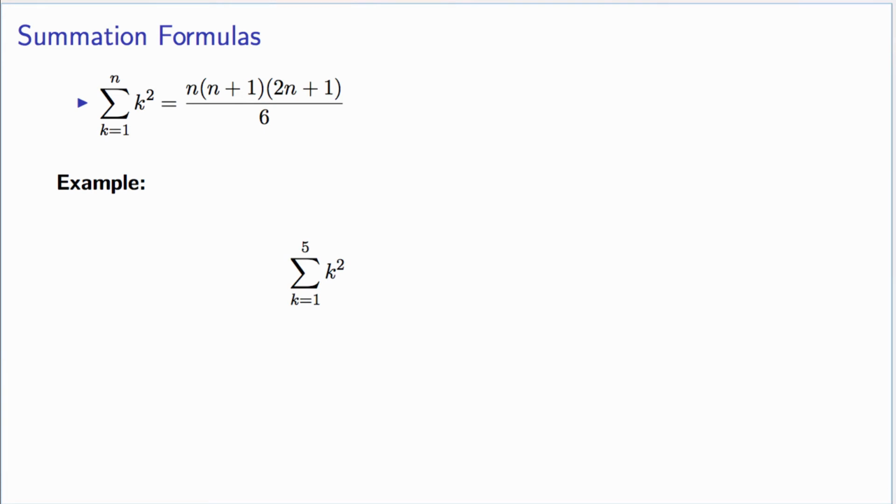So here we have the sum from k equals 1 to 5 of k squared. Writing this out using my definition of sigma notation, this gives us 1 squared plus 2 squared plus 3 squared plus 4 squared plus 5 squared. Now go ahead and add all of those numbers up, and you'll get 55.